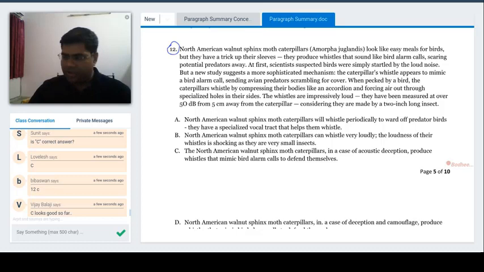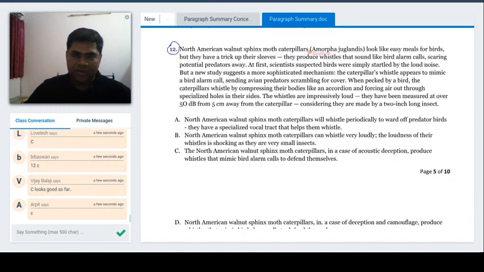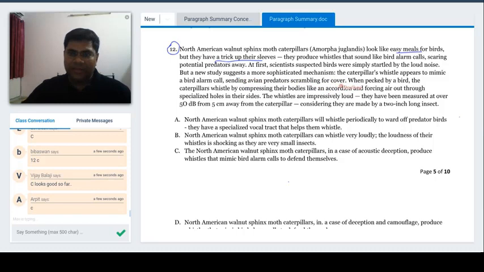The question says that North American walnut sphinx moth caterpillars look like easy meals for birds, but they have a trick up their sleeve. They produce whistles that sound like bird alarm calls, scaring potential predators away. At first, scientists suspected birds were simply startled by the loud noise. But a new study suggests a more sophisticated mechanism. The caterpillar's whistle appears to mimic a bird alarm call, sending avian predators scrambling for cover.